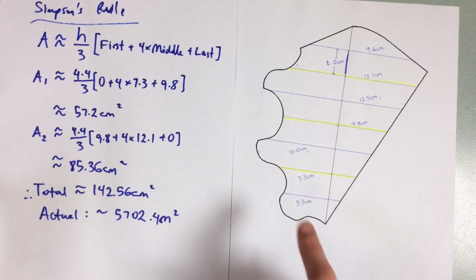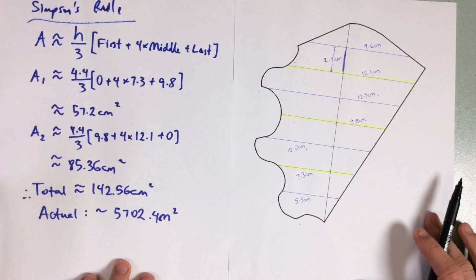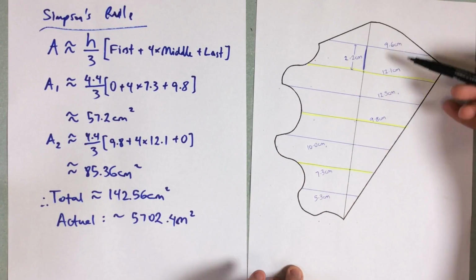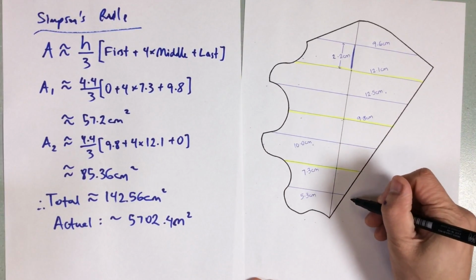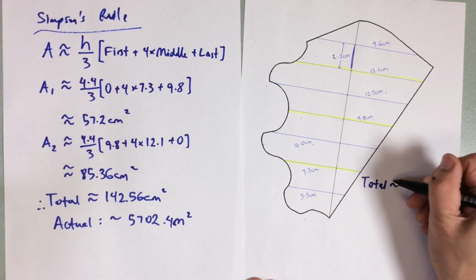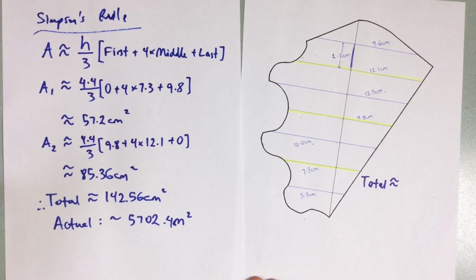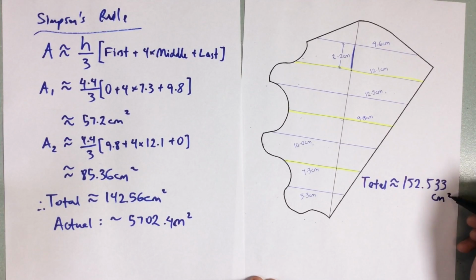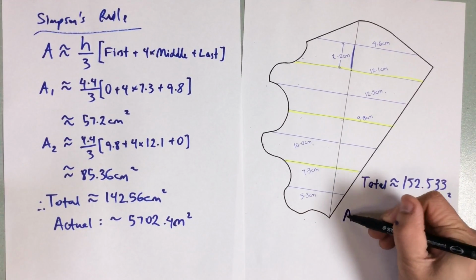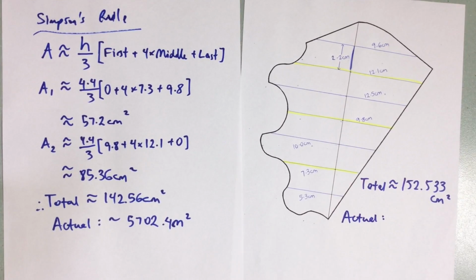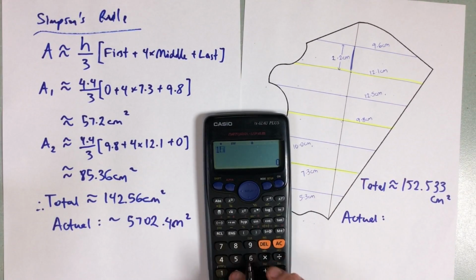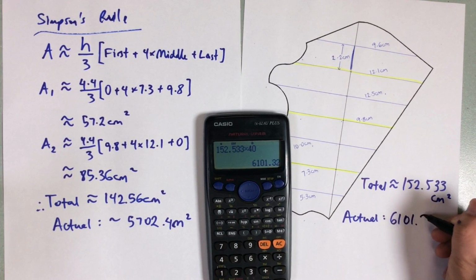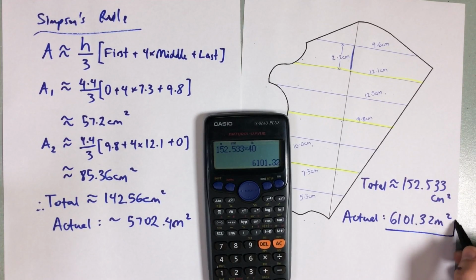Each of these chunks is going to be more accurate because, just like with the composite figure, I'm dividing it up. When you go through the same process but many more times, you'll find that the total area comes out to, I believe, 152.533 centimeters squared. So when I work out my actual area, multiplying by 40, 152.533 times 40, I'm looking at 6101.32 meters squared. That's 6,100.